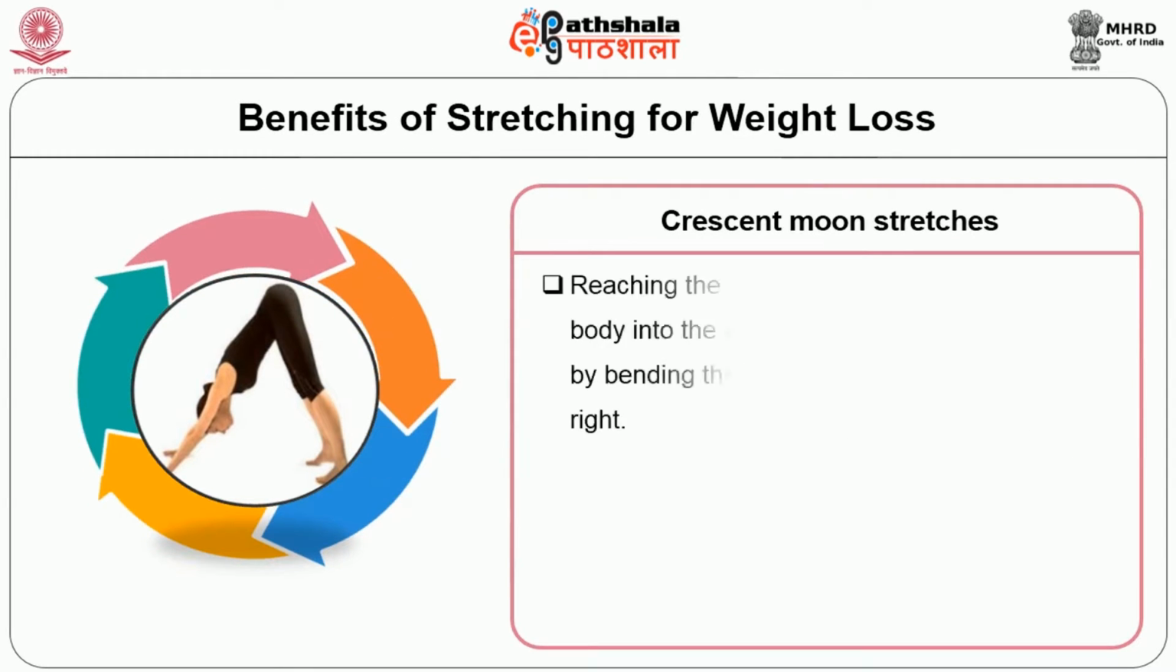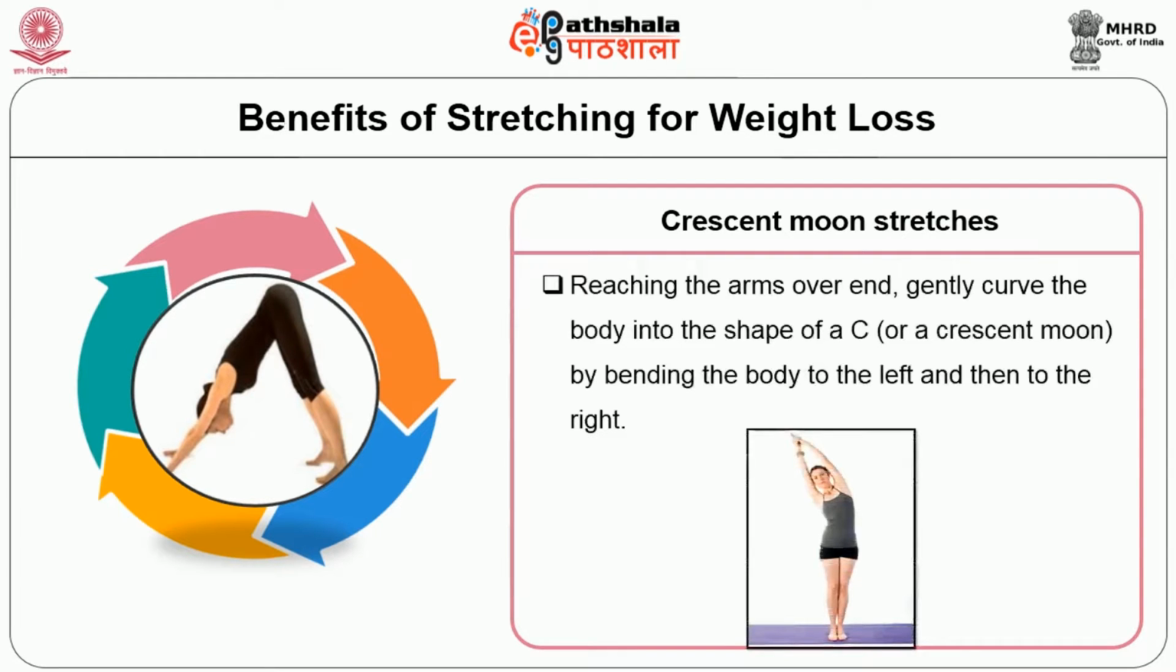The second one is crescent moon stretches. It is like a shape. Reaching the arms overhead, gently curve the body into the shape of a C, the letter C of the alphabet, by bending the body to the left and then to the right.